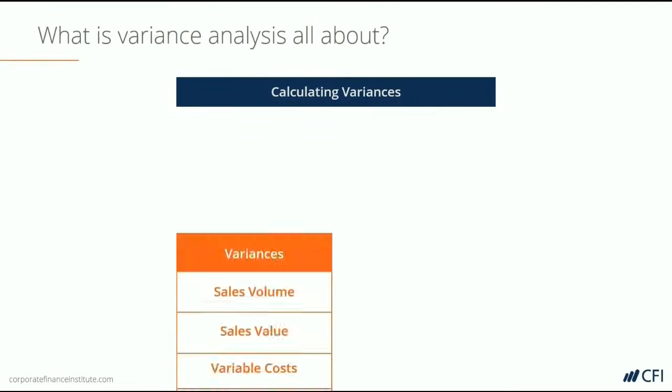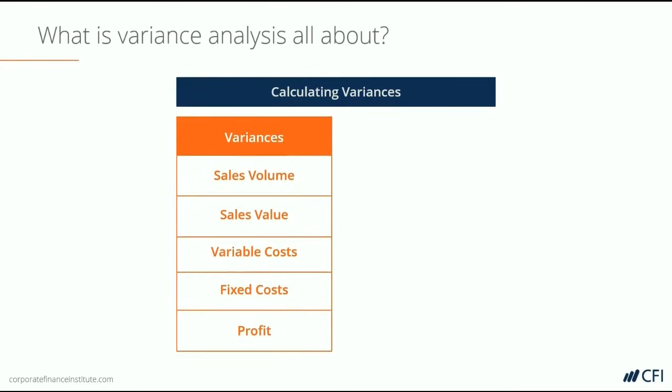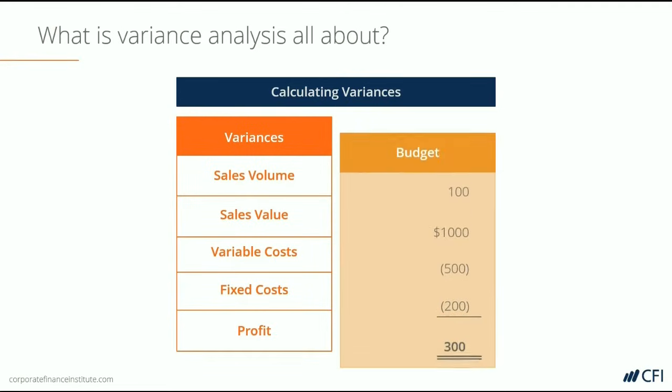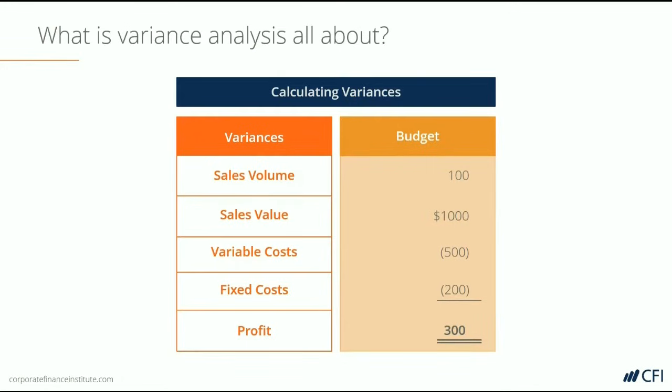Let's take a look at calculating variances with a simple example. So on the left side here, we've got our typical income statement type items where we have volume, revenue value, variable cost, fixed cost, and then your profit. So here's what we budgeted. 100 units to be sold, that's $1,000 of revenue, $500 of variable cost, 200 fixed, leaves 300 of profit. Alright, perfect simple example.